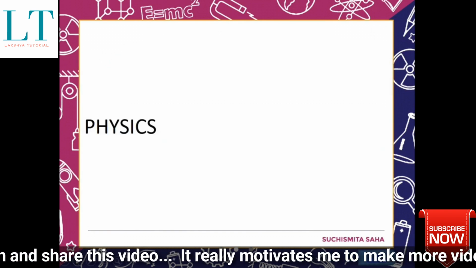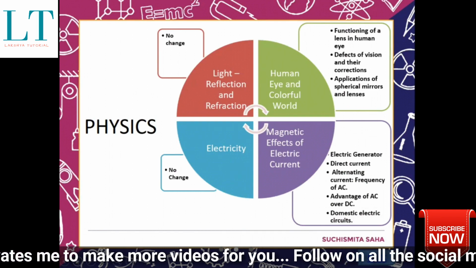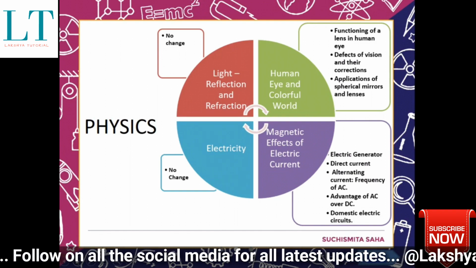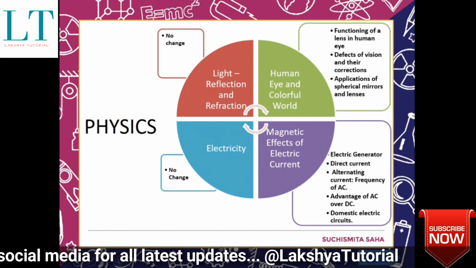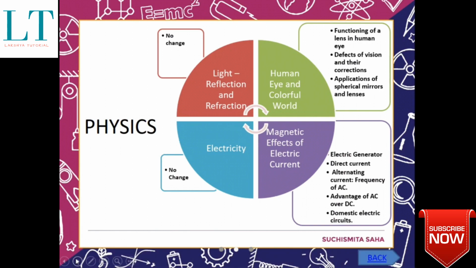So first we will discuss the physics. The main 4 physics chapters are light, reflection and refraction, human eye and colorful world, electricity, and magnetic effects of electric current. In light, reflection and refraction, the chapter as such doesn't have any change in the new curriculum, that is 2021. There are no changes mentioned in the recent CBSE syllabus. In human eye and colorful world, the functioning of lens in human eye, defects of vision and their corrections, that is myopia, hypermetropia, and applications of spherical mirrors and lenses are excluded from the syllabus.